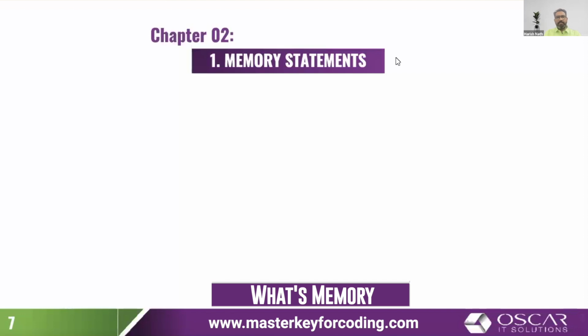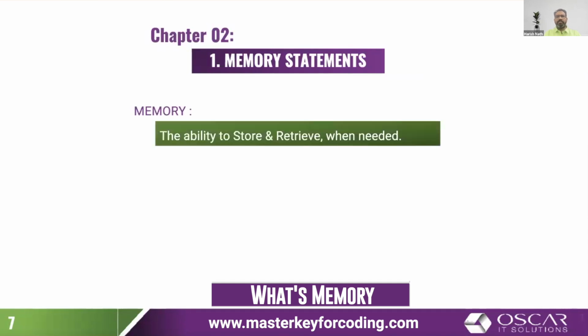In this memory statement, first let's try to understand what's meant by memory. What's memory? It's the ability to store and retrieve when needed. Retrieving is also essential. Most of us feel memory is only the ability to store, but that's not it. It also has to retrieve.